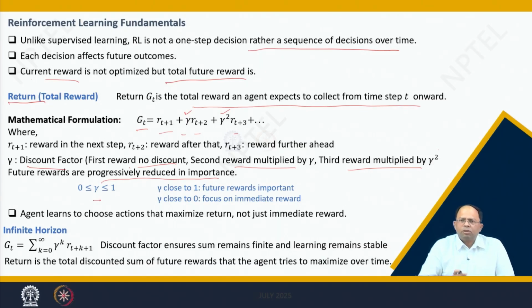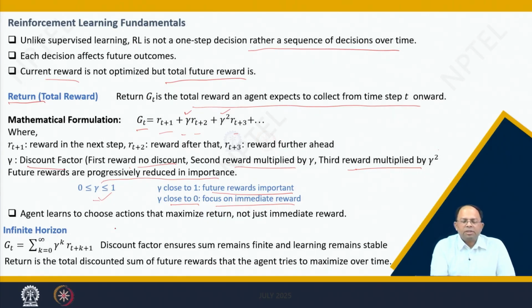There are two reasons for it. One is of course when I put it between 0 and 1, if I square it or take a cube, the value reduces. And the other is if it is close to 1, then the future reward becomes important. If it is closer to 0, the immediate reward is important. So by choosing the value of gamma, I can decide which reward is more important.